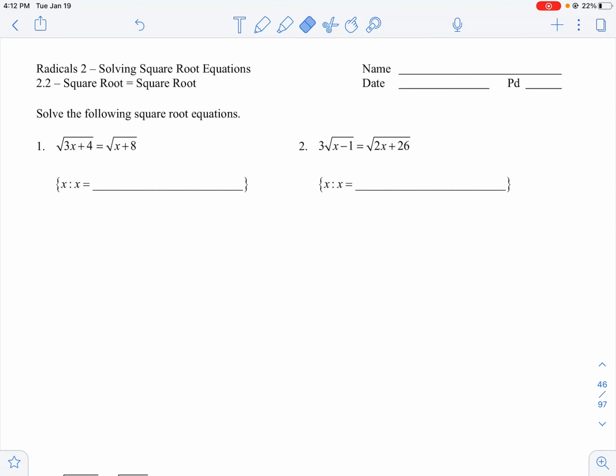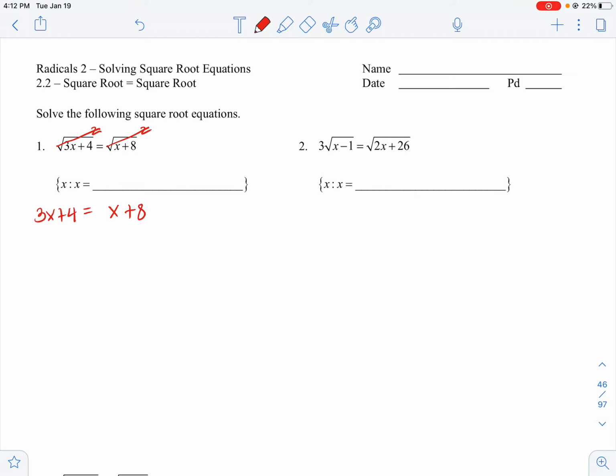For example, we have the square root of 3x plus 4 equals the square root of x plus 8. Because they're both square roots, the only way I can get rid of them is to square both sides of the equation. When I do, both of the square roots go away. Does that make sense? So you're just left with 3x plus 4 and x plus 8.